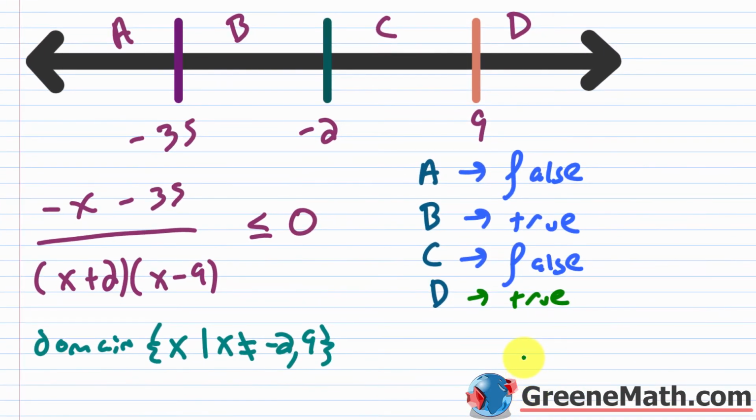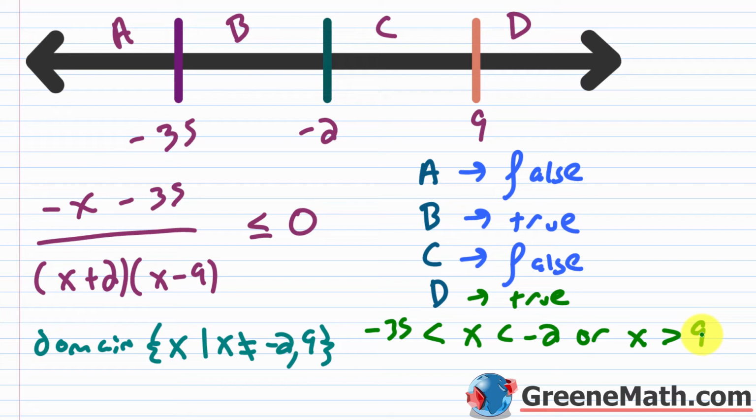Okay, so let's put our solution together here. So things in B would work. So this is where x is greater than -35 and less than -2. And then also things in D work. So I'm going to put or x is greater than 9.